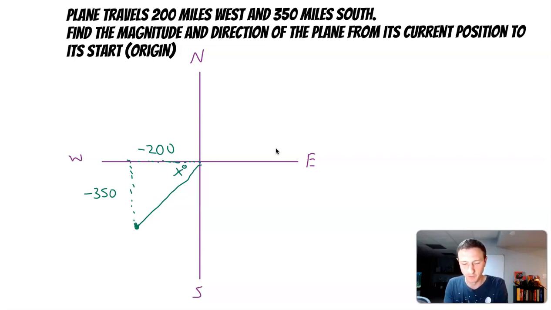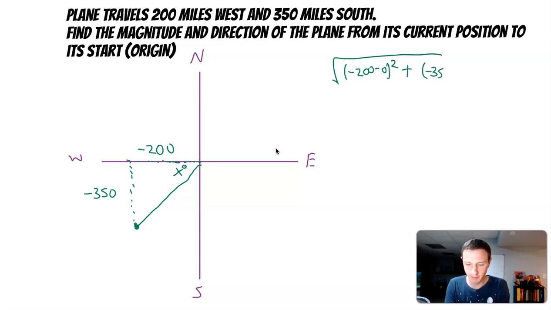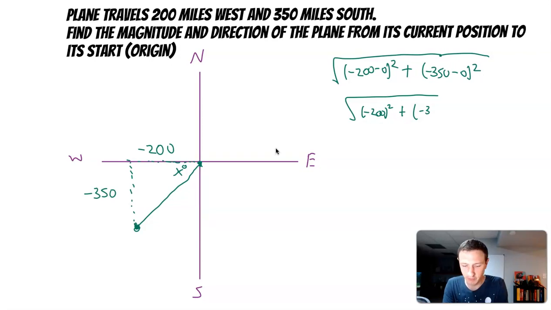Okay, so we're going to take negative 200 minus 0, I'll write it out, squared, plus negative 350 minus 0 squared. So that's the distance formula. That's just going to come out to be negative 200 squared, and then negative 350 squared. I didn't necessarily have to write this, but I'm just going from here to here, showing you all of the ins and outs.